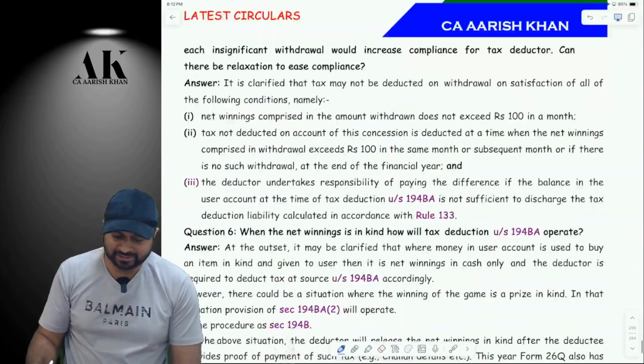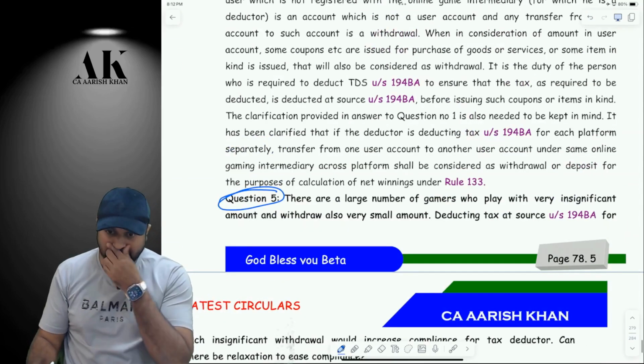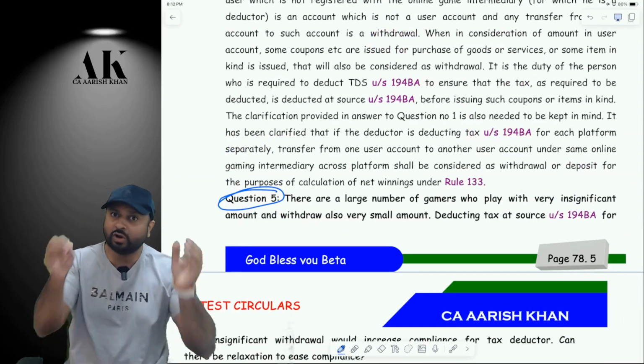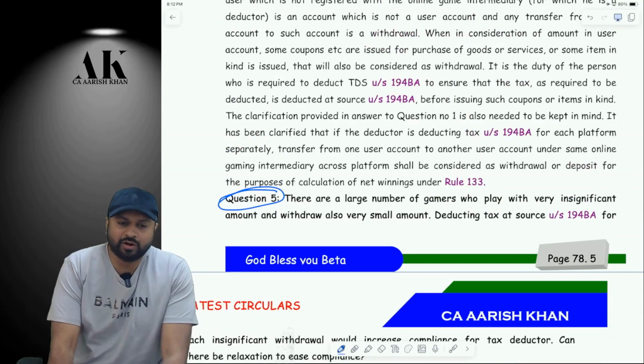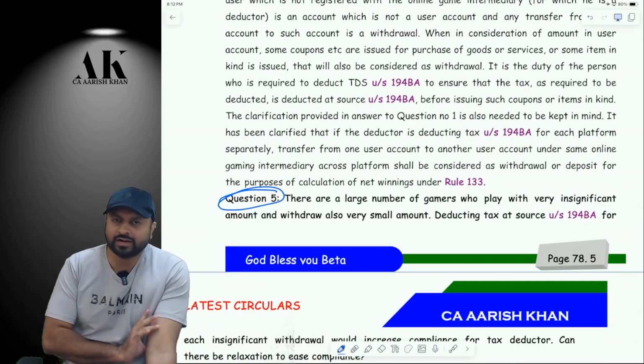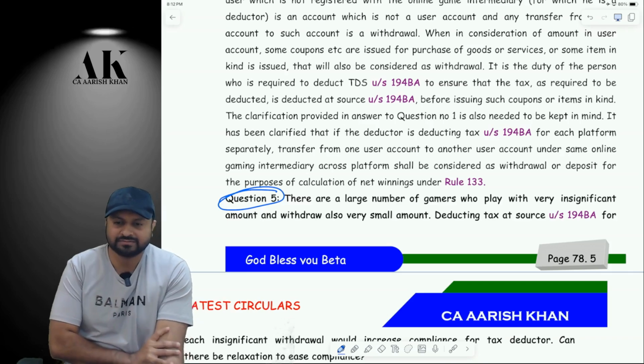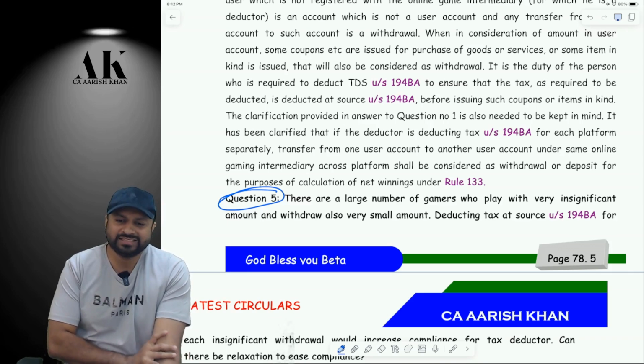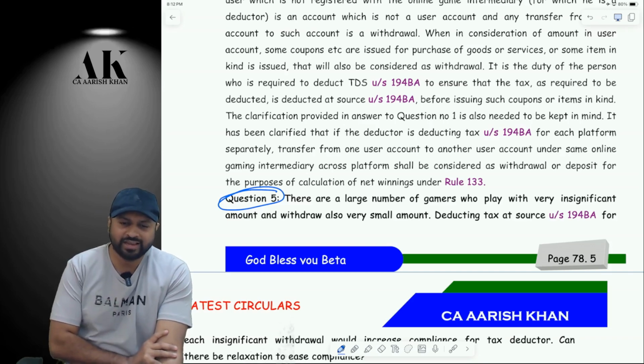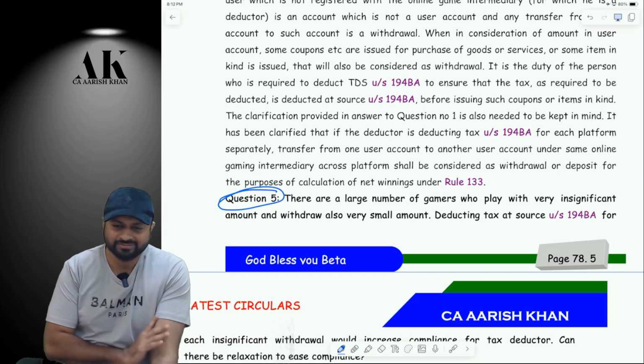Now, one very, very genuine question which CBDT has answered over here. There are a lot of people, because there is no threshold under this section, there is going to be a lot of problem. Is there any threshold under this section for deducting TDS? Please tell me. No, sir. So if I withdraw 20 rupees, 30 rupees, 2 rupees, 5 rupees, 10 rupees, there might be some people who might withdraw even 10 rupees, 5 rupees, 3 rupees, anything where they are earning, they are withdrawing.